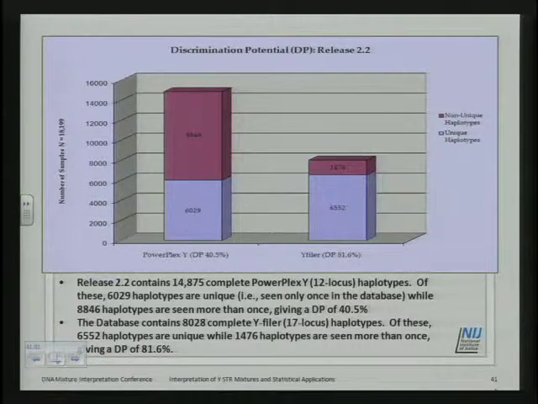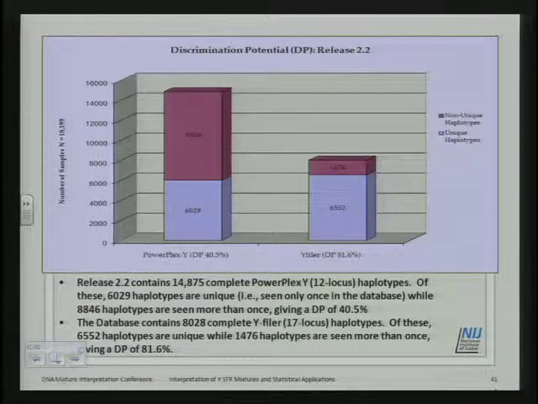The discriminatory potential, and we're using this loosely. If you go to the database, how many unique haplotypes are there in the database? And this is now out of date, unfortunately. But if you look at the Y-Filer here, 81% of the profiles in that database are unique. That means they occur only once.